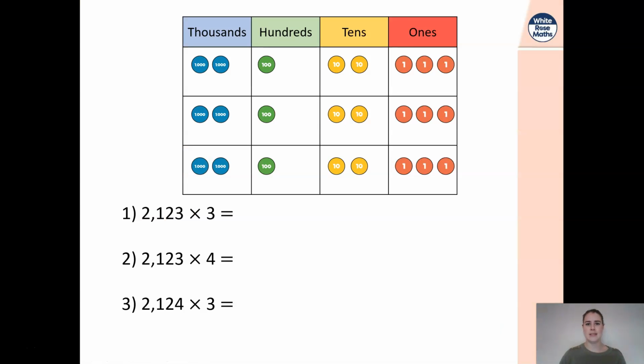Just to warm your brains up, I'd like you to pause the screen and have a go at working out these number sentences. This is going to be recapping the skills we learnt yesterday. So have a good read of the questions, notice any patterns that you can see, and see if you can work out the answers.